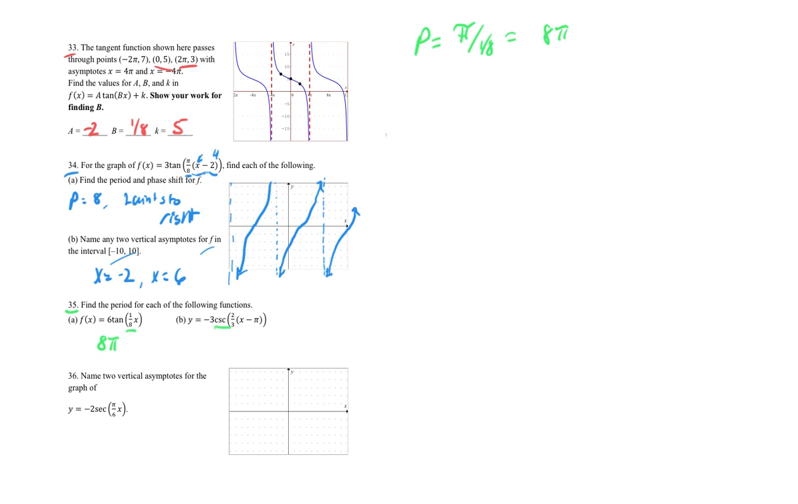The cosecant has a period of 2 pi. And we see that we are properly set up for this to be our b value. So our period is equal to 2 pi divided by 2/3, which should equal 3 pi. So the period of this will be 3 pi.